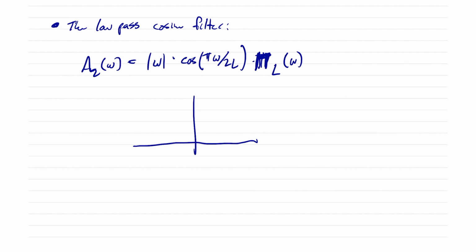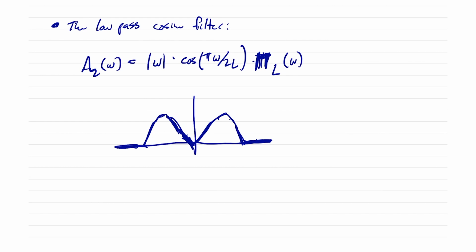So cosine, we know it starts up here and then goes down like that, but since we're multiplying it by the absolute value of omega, that is multiplied by cosine, which is 1 here. And then when we get up to L, we're looking at cosine of pi over 2, which is 0. So essentially, this is what ends up happening. Get a little McDonald's logo here. And then 0 outside of that.